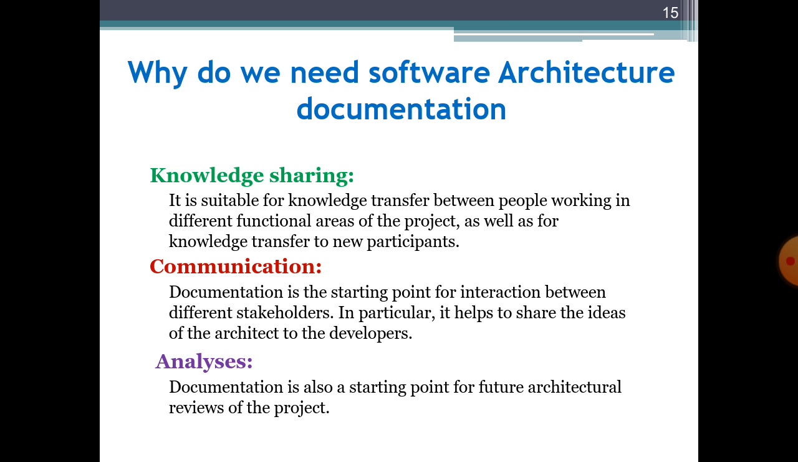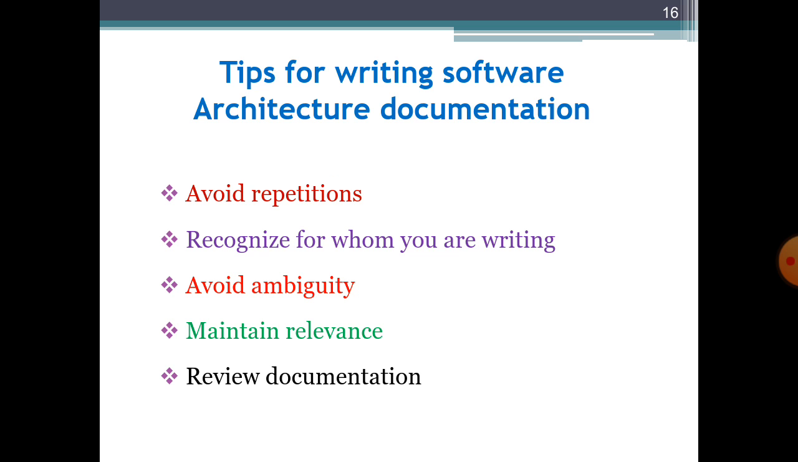These three are not the only reasons why we need a software architecture document. There are some other points as well. But these are the most basic three concerns: to share knowledge, to communicate and interact between different stakeholders, and to provide future architecture reviews in terms of analysis. That's why we need software architecture documentation. And now, tips for writing good architectural documentation.